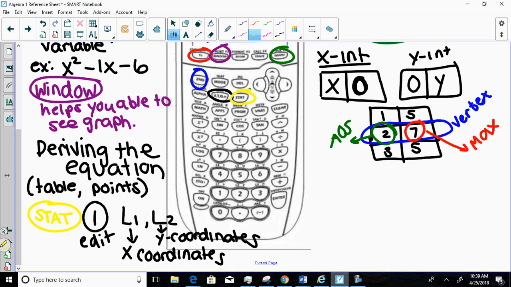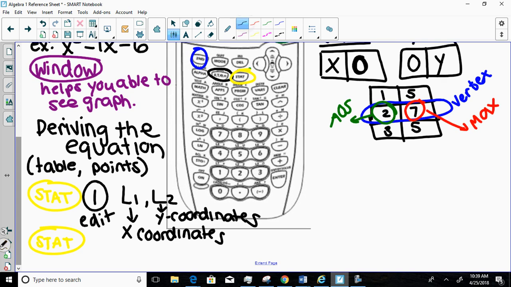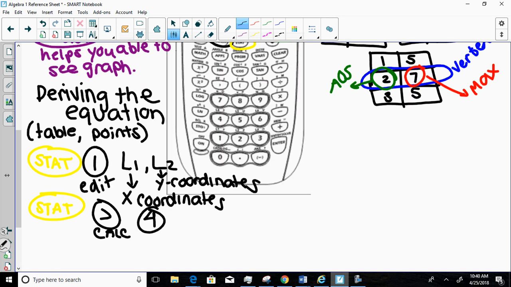Then you go to stat again. Then what do you go to? Calc. So you click on this little arrow button right here and go over to calc. Then you go to stat again, you go to calc, and when you press 4, it says linear regression.